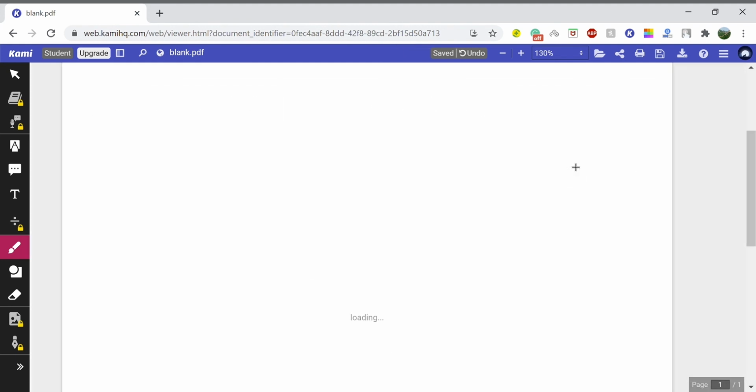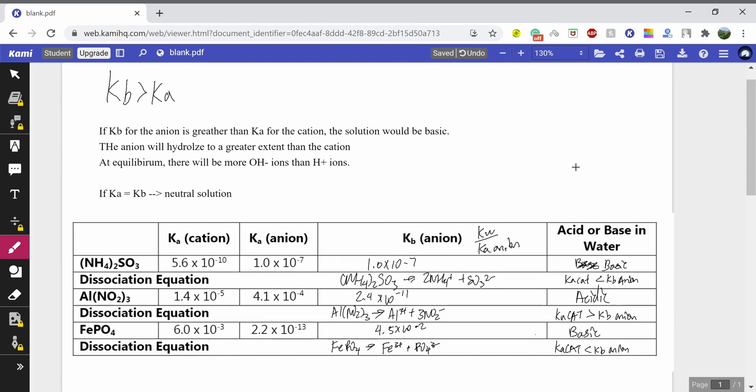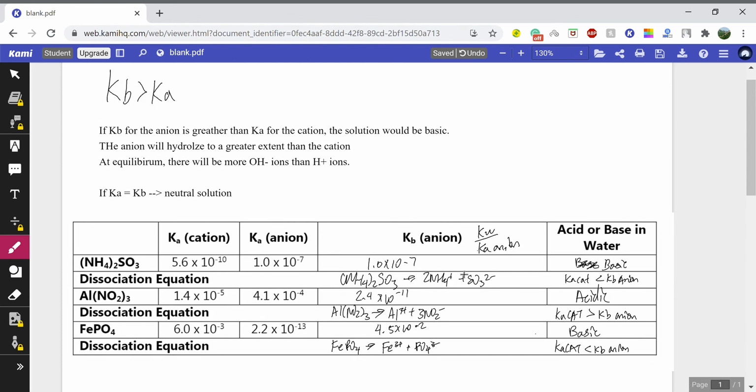Again, when both of these are strong, all you have to do is compare the Ka of the cation to the Kb of the anion. If Kb is greater, then it's basic. If the Ka is greater, then it's acidic.